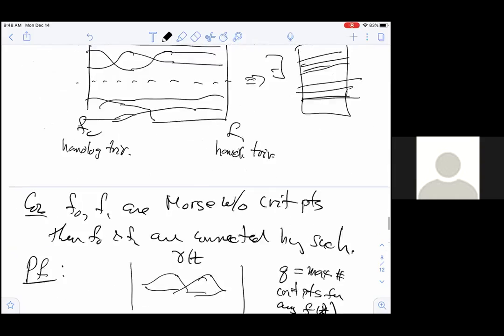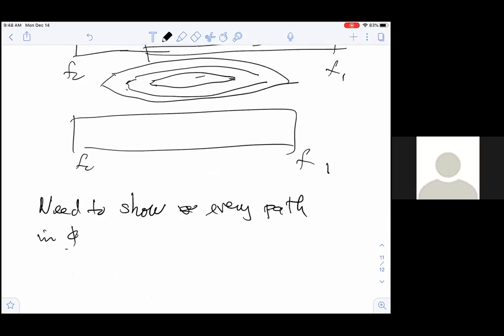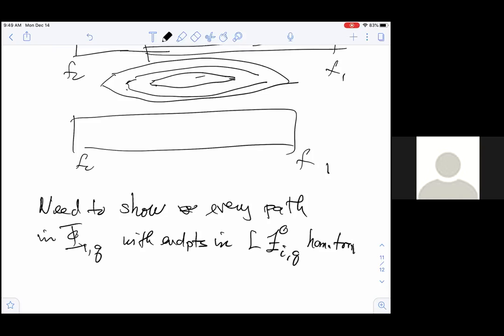So the question is then, we need to show every path, every combinatorial path in this complex with endpoints in the components FIQ that are homologically trivial, is in fact a loop.